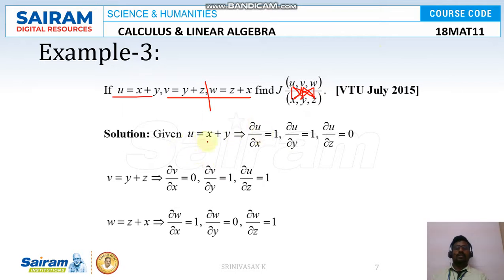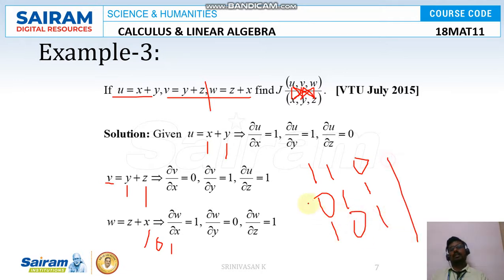So first u. What is ∂u/∂x? 1. What is ∂u/∂y? 1. What is ∂u/∂z? 0, because there is no z term. And take the second term. What is ∂v/∂x? 0, because there is no x term. And 1 and 1. Then ∂w/∂x is 1, ∂w/∂y is 0, ∂w/∂z is 1. So we'll get 1 1 0. Clear? 0 1 1. Next one 1 0 1, in this format in the matrix.